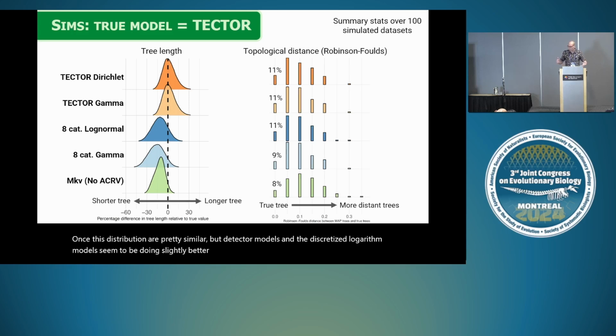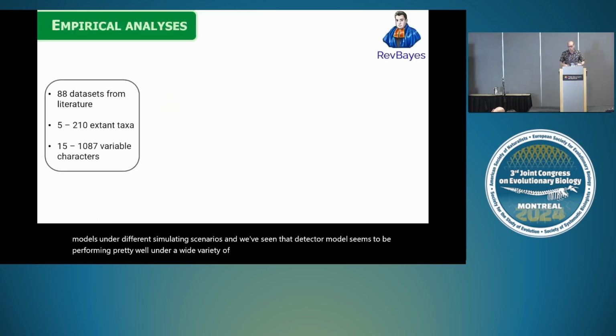Okay, so now we saw the behavior of these different models under different simulating scenarios, and we have seen that the tector model seems to be performing pretty well under a wide variety of scenarios. We want to see, though, if these different models make a difference. Do they really matter when we go analyzing empirical datasets?